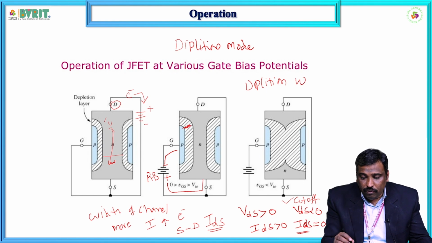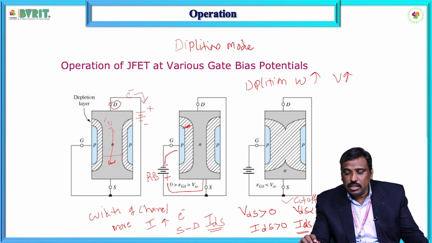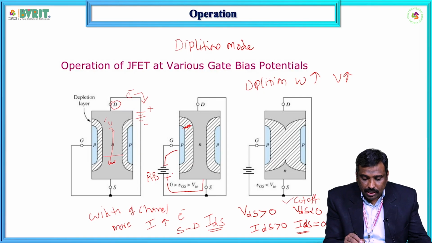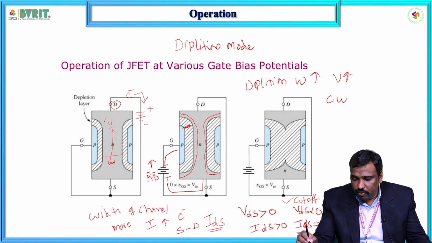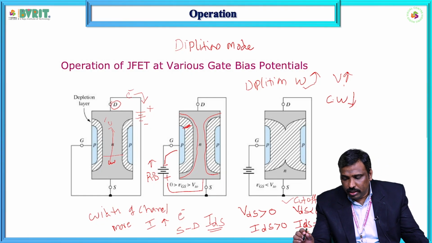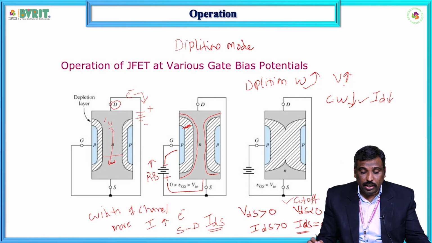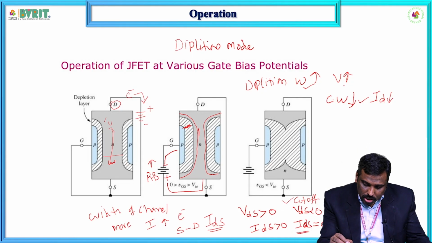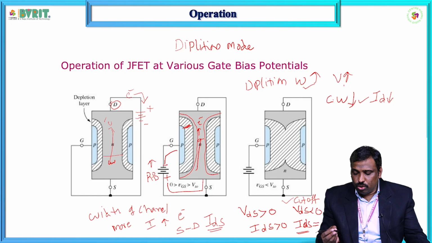The depletion width will increase with respect to applied voltage. As the VGS increases, the width will increase. When the depletion width increases, the channel width will decrease. Due to decrease in channel width, the IDS or ID will decrease. The drain to source current will decrease, because very few electrons will flow from source to drain.